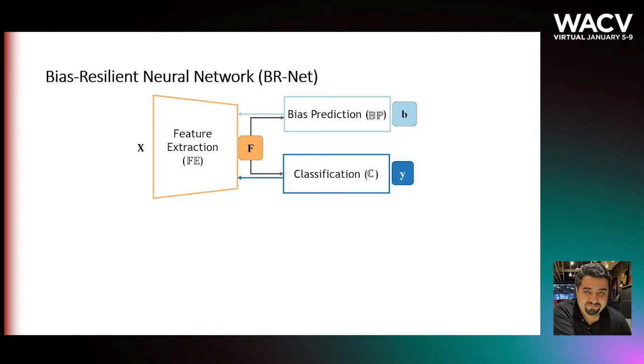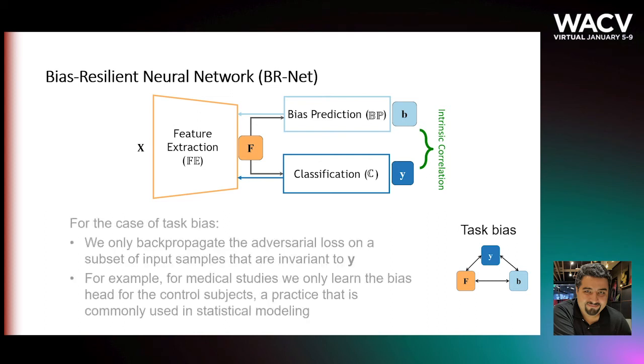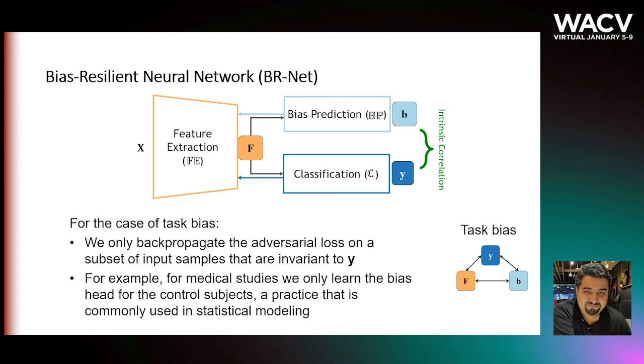This architecture can remove the dataset bias by removing the effects of B from F while F is predictive of Y. However, in the case of task bias, there is an intrinsic correlation between the bias and the output Y, which prevents the model from obtaining the set of proper invariant features. Therefore, we use a method used by traditional statistical modeling and only incorporate the adversarial head on the subset of the input samples that are invariant to Y.